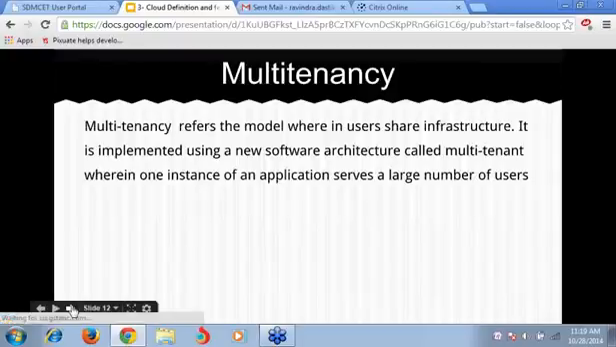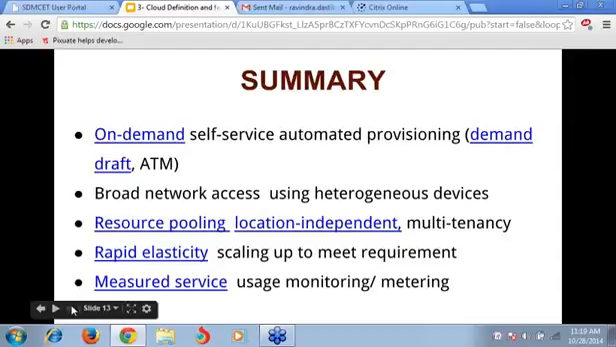So let me summarize. There are 5 characteristics of cloud computing. On demand, it's available wherever you want, and it is like an ATM. And broadband access, that means you can use heterogeneous devices starting from your laptop or your desktop or your server or your mobile or your PDA. And resource pooling and location independent.